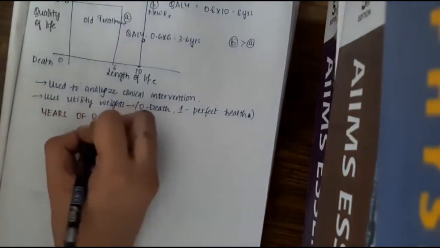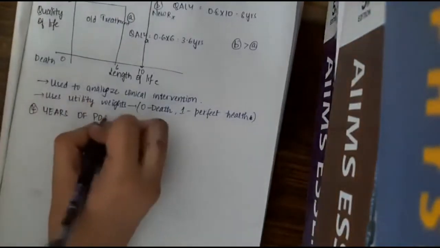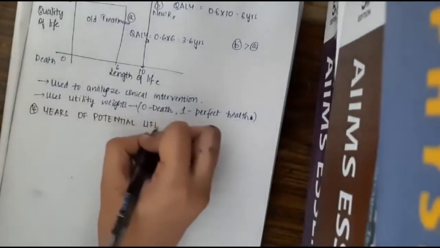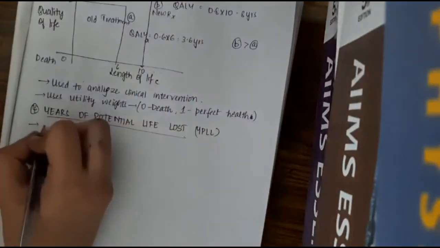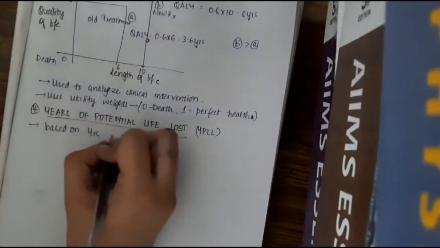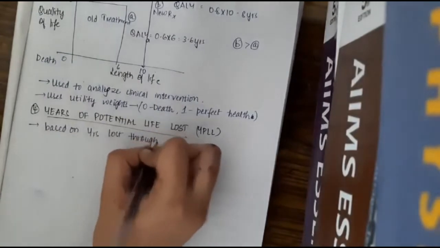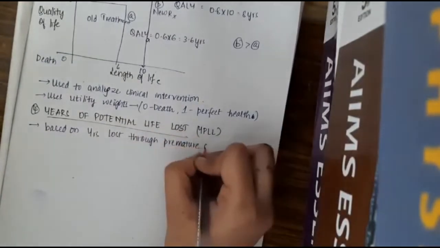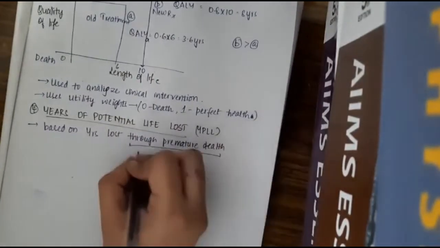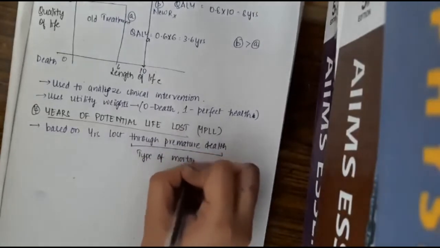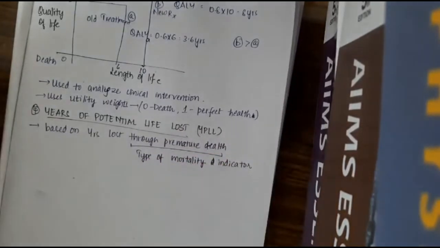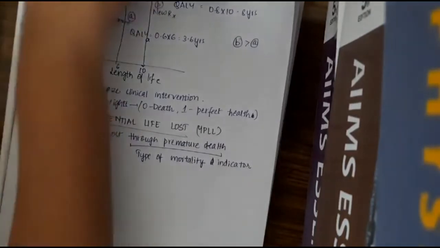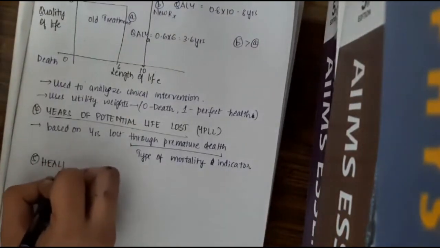Then we have the fourth index, that is years of potential life lost. Years of potential life lost is based on years lost through premature death, by type of mortality indicator.